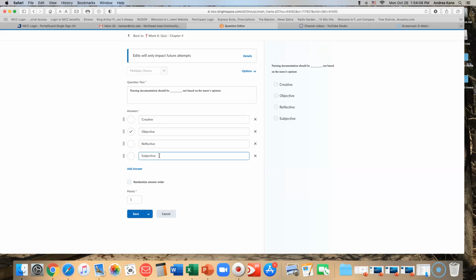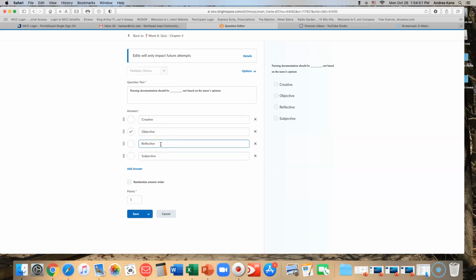So it can't be subjective as an answer because the last part of the question says not based on the nurse's opinion, and subjective means based on opinion, not on fact, not on logical things. It's not factual, it's opinion. Subjective is as one person sees it through their eyes. So you can right away take out creative and subjective. Now I get that reflective and objective might be tough to decide between. Let's talk about that. Objective means there's no bias to it. It's very factual. It's not opinion related.